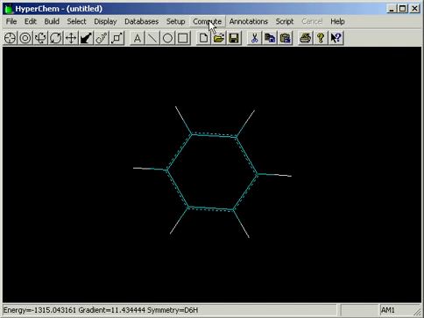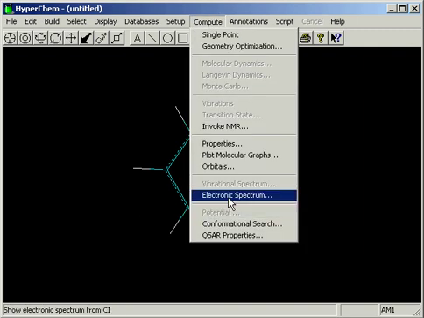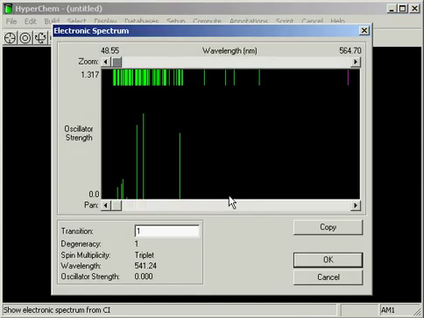It's done. We now have the electronic spectrum, which was previously grayed out, and is now enabled. If we look at this, this is the spectrum of benzene. This is the lowest state here, which is a triplet state. These are all the states regardless of their intensities. Coming up from the bottom are all the states with their intensities.